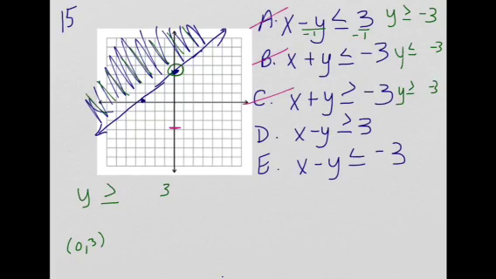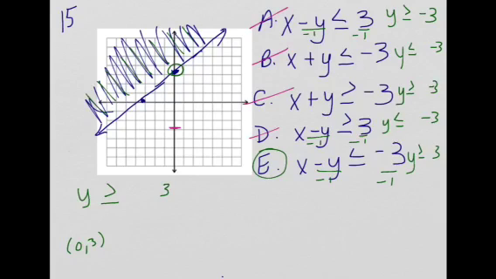The next one is going to be negative y, so again we're going to have to divide. Divide by negative 1, divide by negative 1. That's going to give us y is less than or equal to negative 3. Minus a minus, flip the sign. So that one's not going to work. And the last one, we're going to go ahead, divide by negative 1, divide by negative 1. That's going to give us y is greater than or equal to 3. So this is a definite possibility.